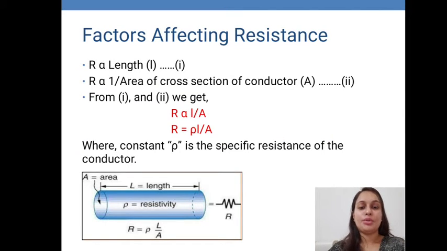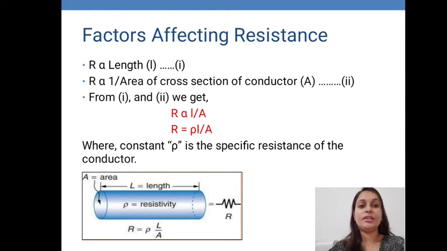If we want to write these factors in terms of an equation, and derive an equation for resistance, we can take the two relations that we have studied. Resistance is directly proportional to length and it is inversely proportional to area of cross section. On combining the two, we get R proportional to L upon A, and on removing the proportionality sign, we get R equals rho L upon A, where rho is the symbol for the specific resistance of the conductor.